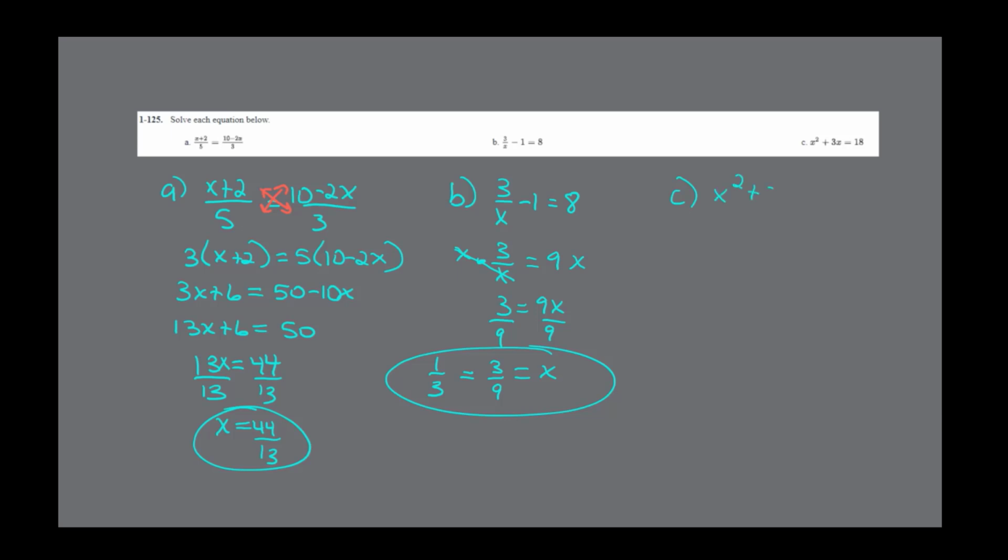Part C, looks like we've got ourselves a quadratic, but I'm going to write it out here because it's pretty small. First thing I'm going to do, since it's in quadratic form, is I'm going to move the 18 over and set it equal to 0.